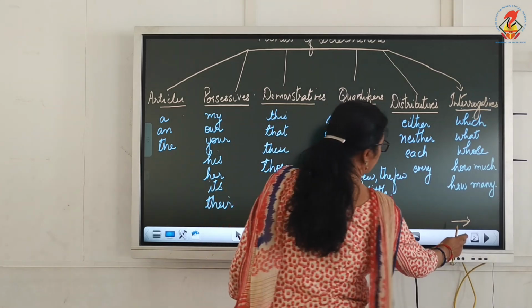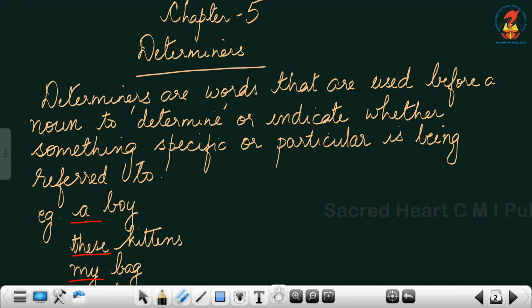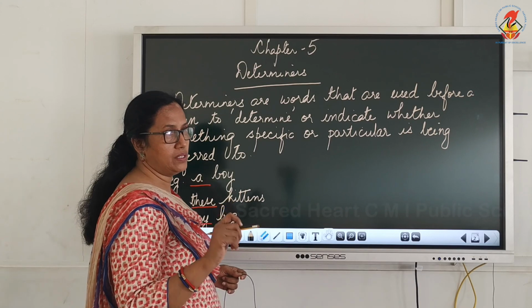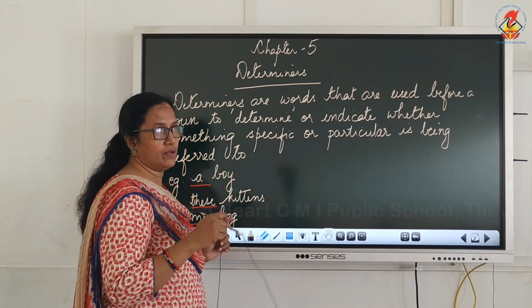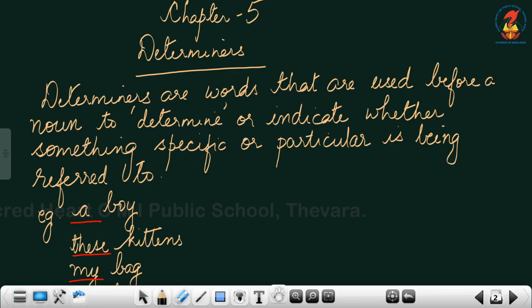Now, what do you understand by the term determiners? If you read the definition, determiners are nothing but words that are used before a noun to determine or to indicate whether something specific or particular is being referred to. You have to remember that these are special words that are always used before the noun or the pronoun to tell us something specific or particular is being referred to.